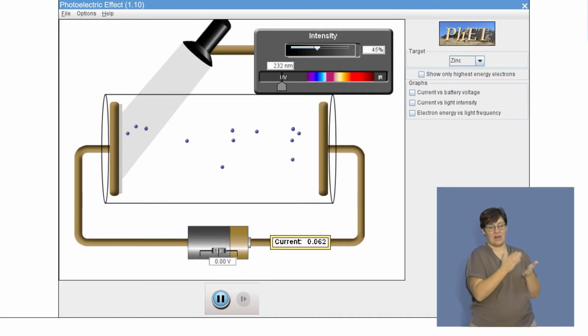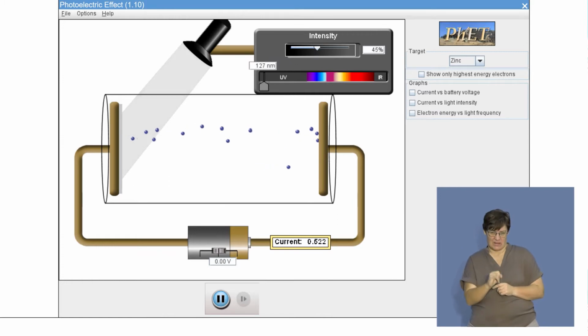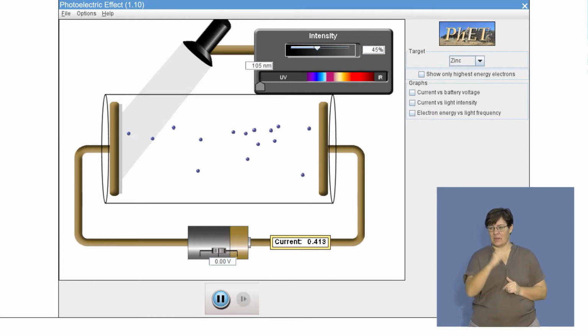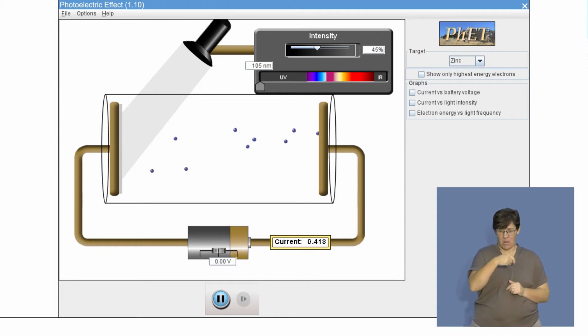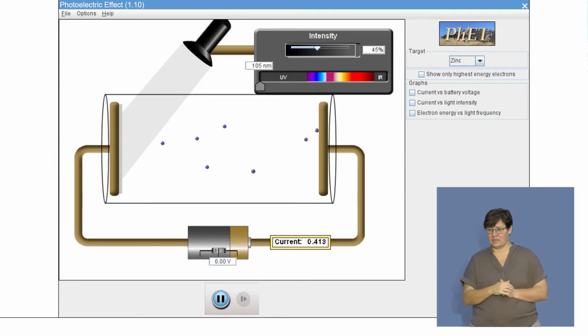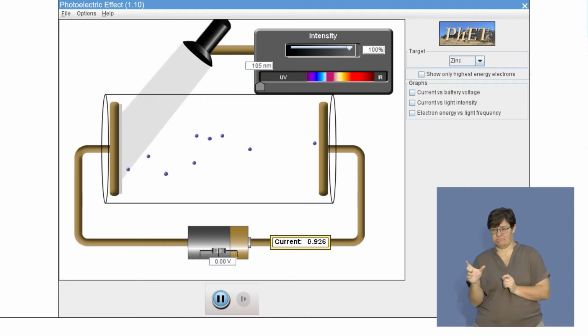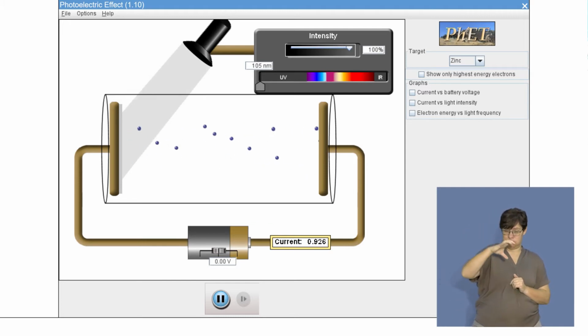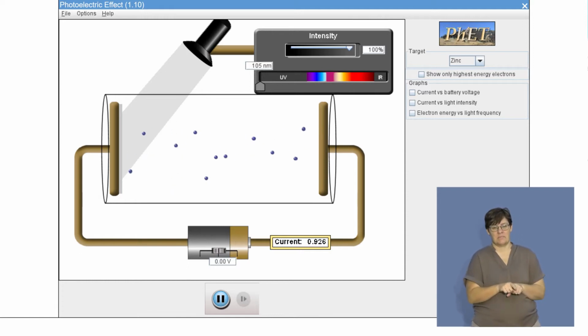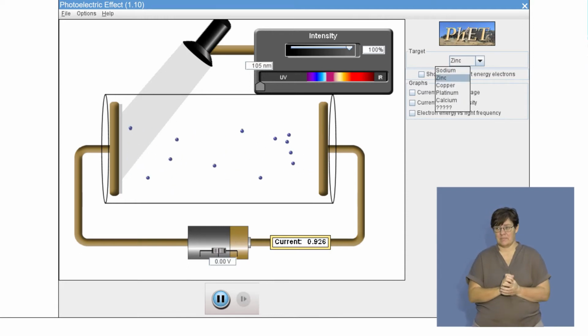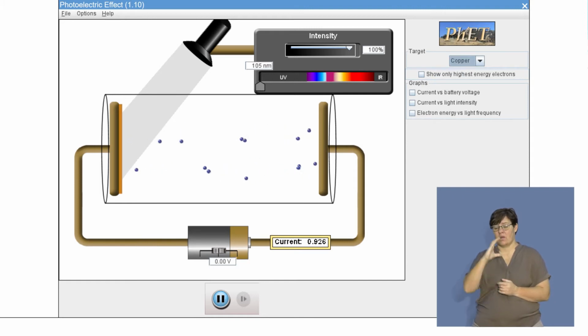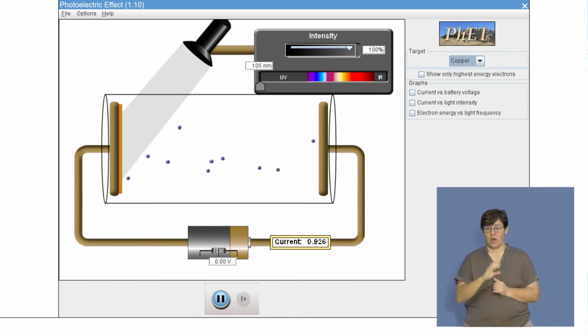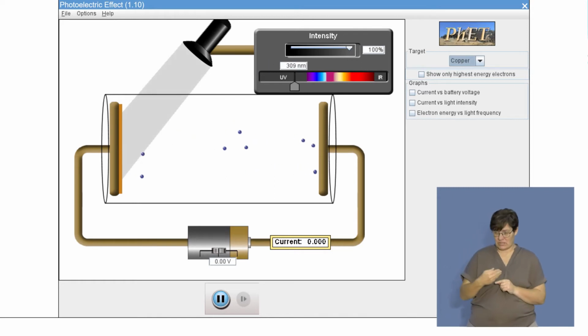Now again, this current's still quite small, okay? If I go to the smallest I can make it on here, my current's still very small compared to what it was with sodium. I can make the current bigger by making the light brighter, but it still has the same velocity. That's quite important. If I go to copper, copper's got a much higher current at the same frequency. So let's see where copper stops.